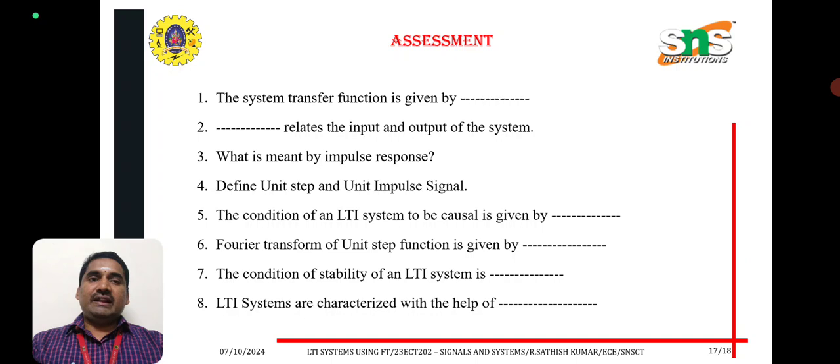The condition for an LTI system to be causal is given by h(t) is equal to 0 for t less than 0. Fourier transform of unit step function is given by X(f) is equal to 1 divided by j2πf. The condition for stability of an LTI system is the summation from k equal to minus infinity to plus infinity of the modulus of h(k) should be less than infinity. Linear time invariant systems are characterized with the help of block diagram, differential equation, transfer functions, etc.